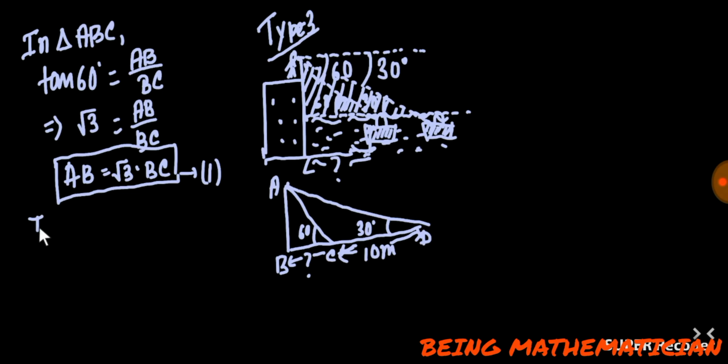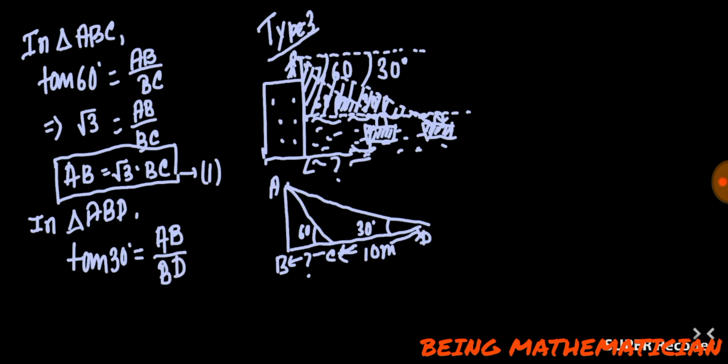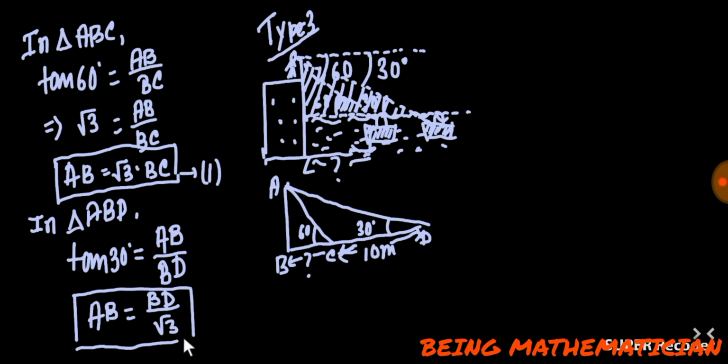Now, in triangle ABD, tan 30 is equal to AB by BD. So tan 30 is 1 by root 3. So AB is equal to BD by root 3. And this is equation 2.